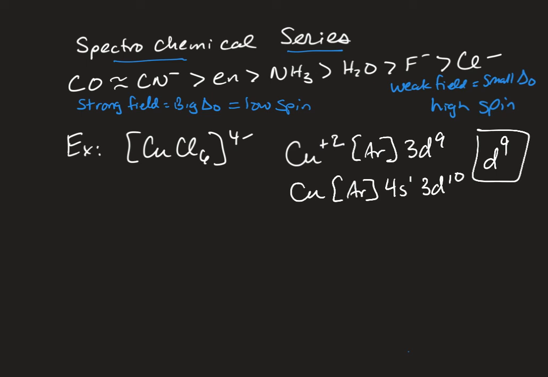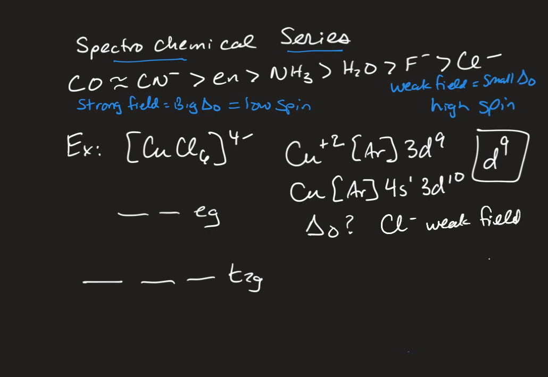And then I have to think about, okay, my splitting. I have my T2Gs, I have my EG, and I need to know about the size of delta O. So you might notice that the spectrochemical series I had to add on at the end. Cl- is even weaker than the F-. So this is a weak field ligand. So Cl- is weak field, right? Which means it has a small delta O, which means that I'm going to move up to the EG before pairing electrons in the T2G level, right? The energy gap is small, moving up costs less energy than pairing the electrons. And I think for this one, I'll make them green.